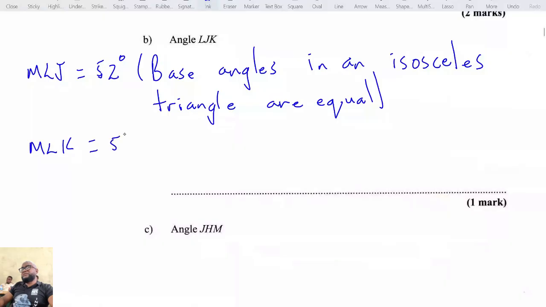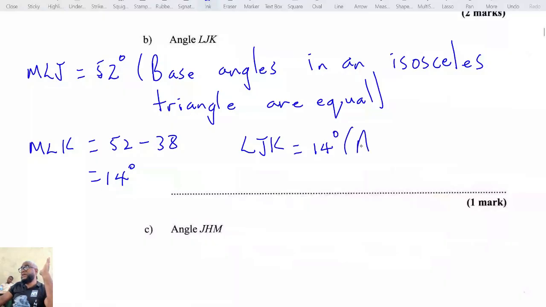MLK would be equal to 52 minus 38, which is 14. That's just a working. And the last thing, LJK would be equal to 40 degrees. The reason for this is angles in the same segment are equal.